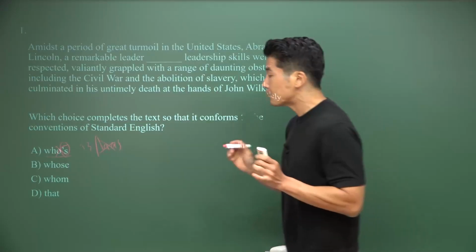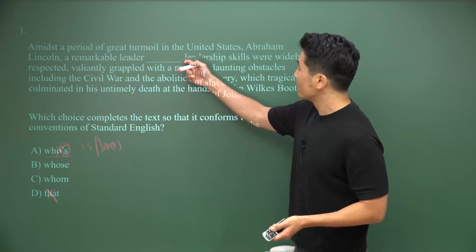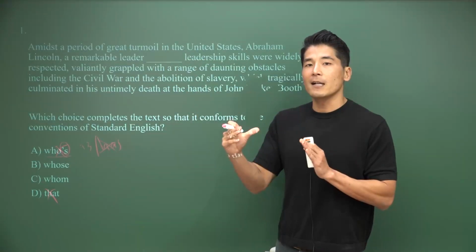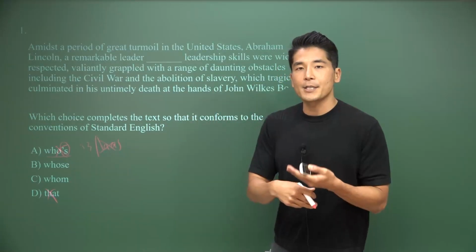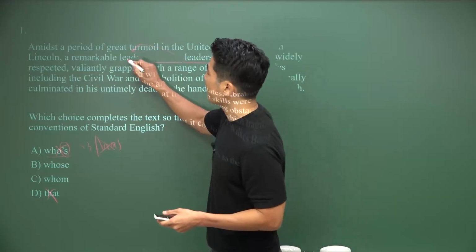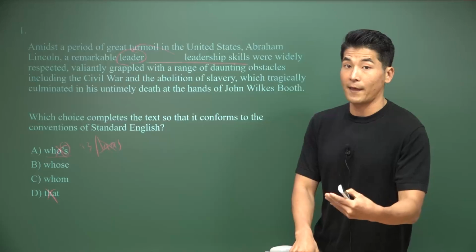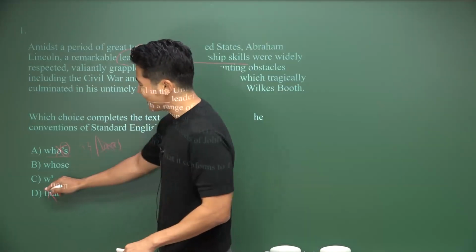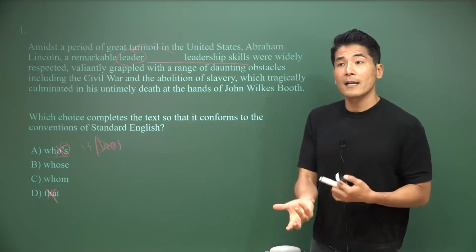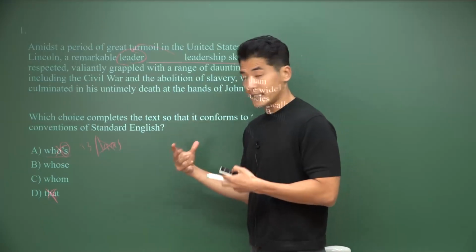Next, you guys, I'm also going to get rid of the "that." Why? Because "that leadership skills were widely respected," that type of dependent clause is supposed to modify or describe things or objects. But I know this dependent clause is referring to a person. A remarkable leader is a person and not a thing, so I'm going to cross out D. I want to choose a relative pronoun that modifies a human, not an object.